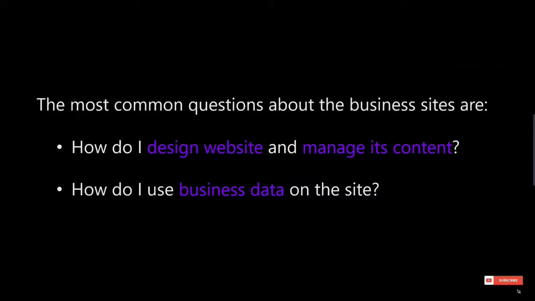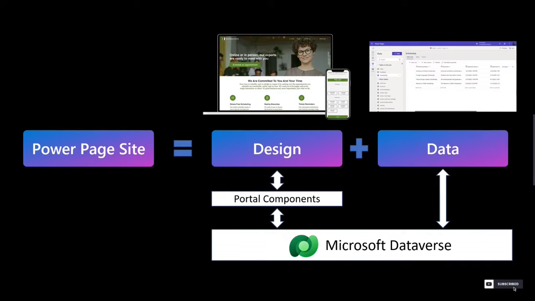The second thing is that if you're designing a website, obviously you have to display data to your customers, your public audience. Where is this data going to be stored, and what is the way to bring that data from the database to the portal? So these are the most common questions about a business website. Now, if I talk about the portal, this is the structure of the portal. A Power Pages site is basically made up of two things.